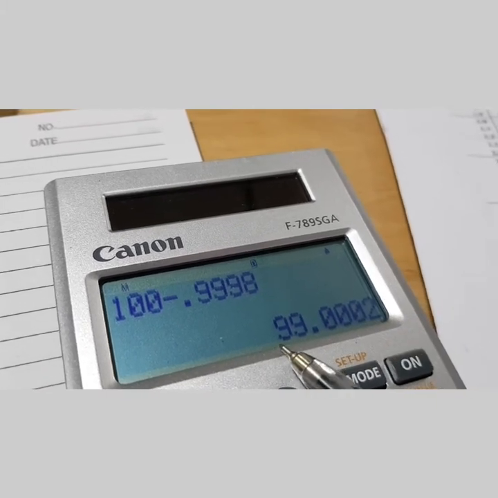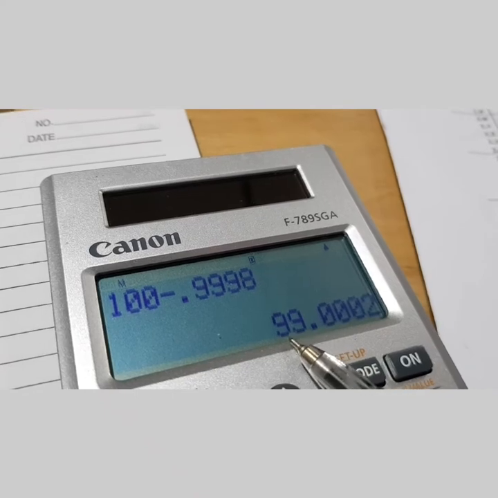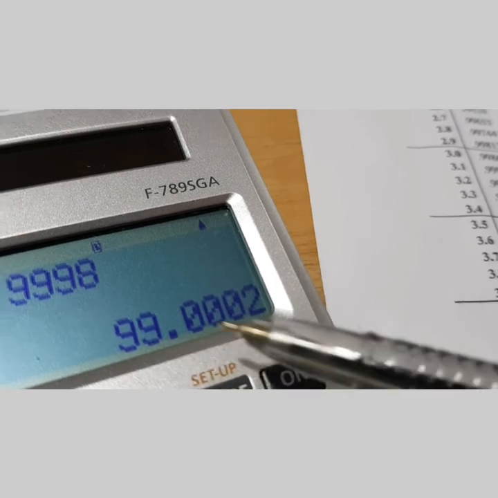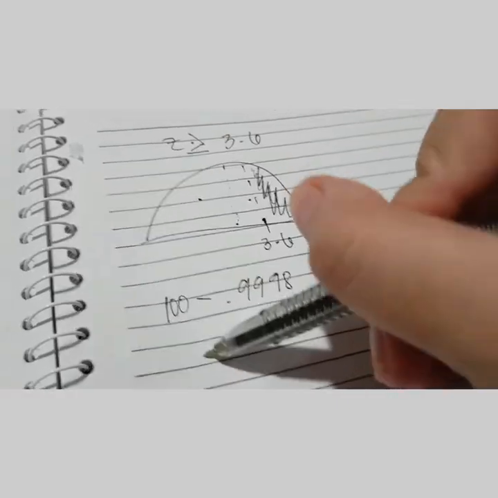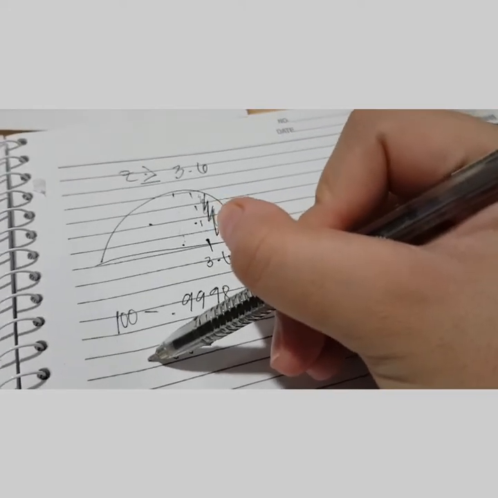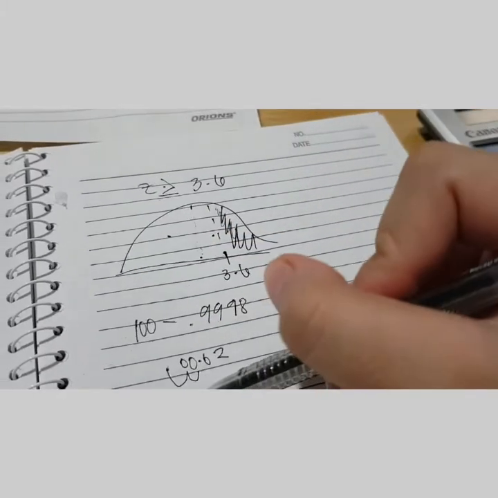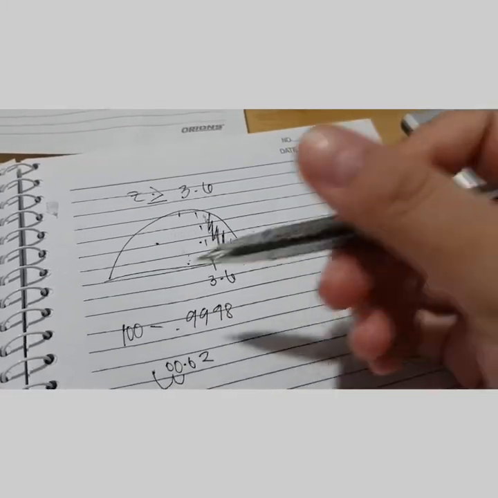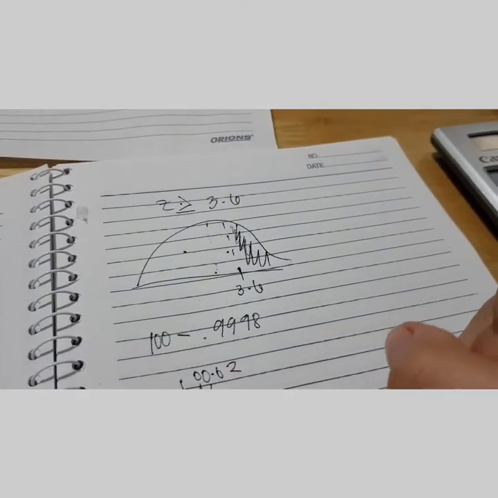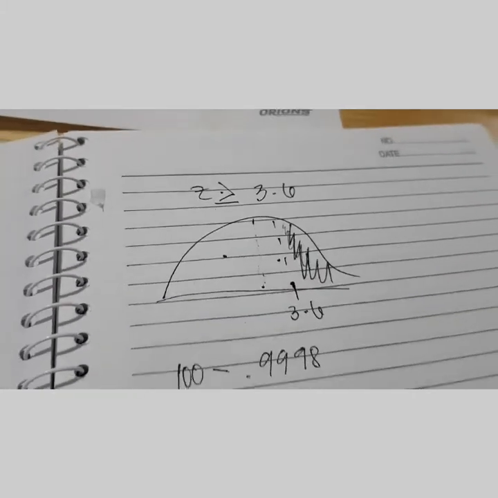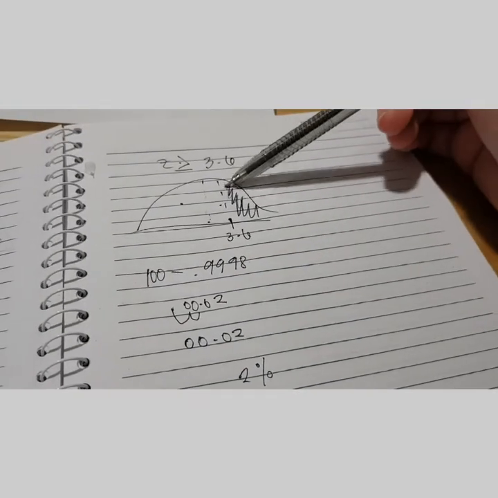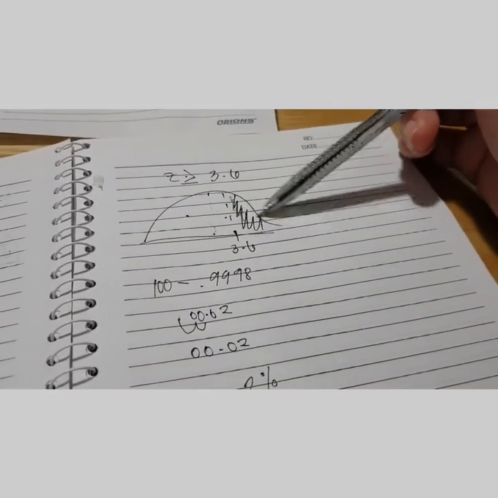99.0002. So, di natin dadamay itong 99 na whole number at ang gagamitin natin na is 0.0002. So, 02, move the decimal point twice, so we have 0.02. Pag ginawa natin siyang percent is magiging 2%. Yan. So, 2% ng normal curve itong right side.